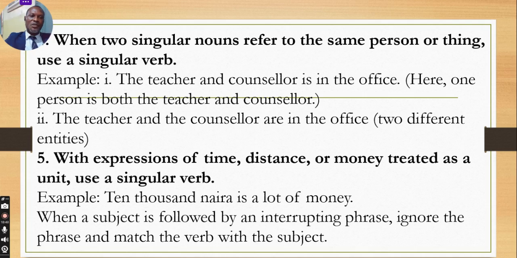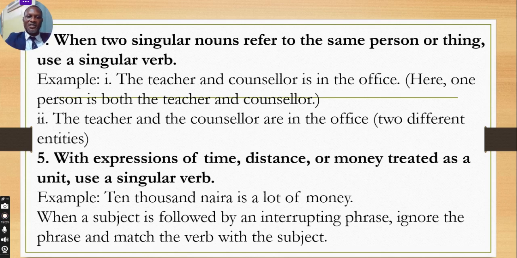All right. Now, another rule, number four: when two singular nouns refer to the same person or thing, use a singular verb. When two singular nouns refer to one person or one entity, use a singular verb. An example of that: the teacher and counselor is in the office. Here, the teacher and the counselor is referring to one person.